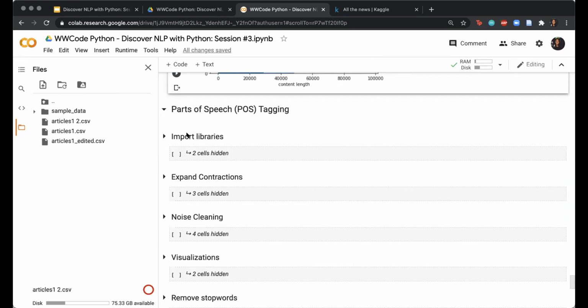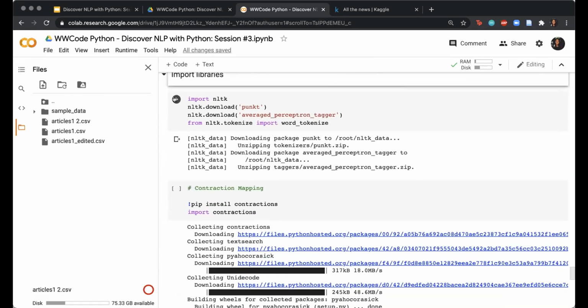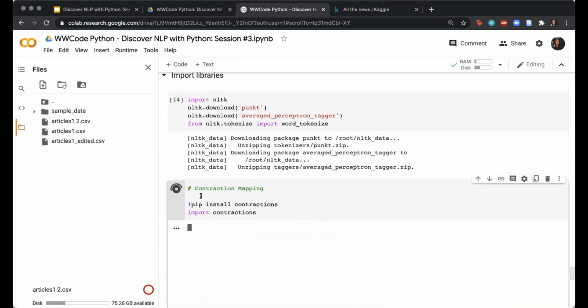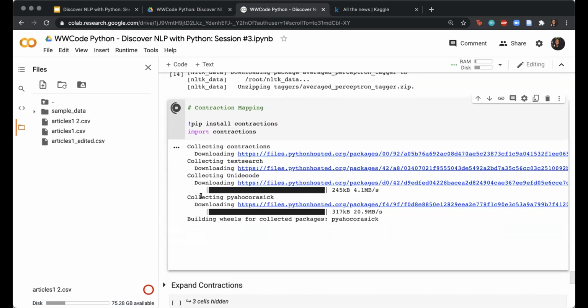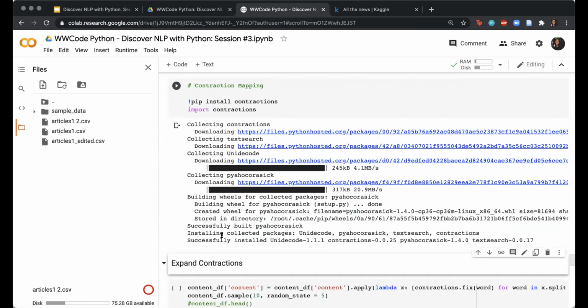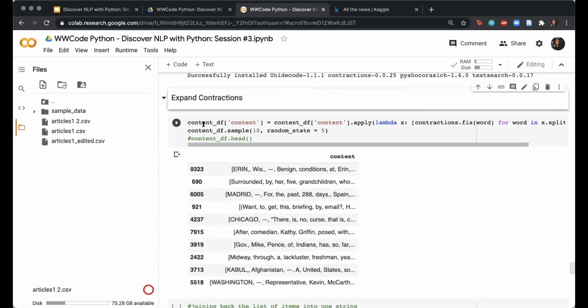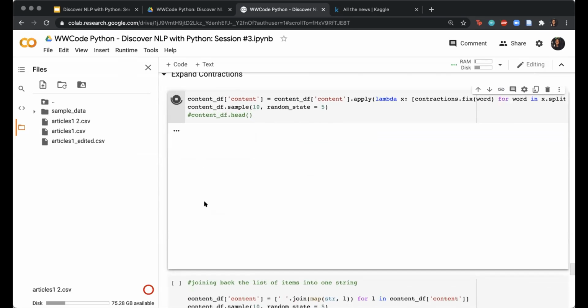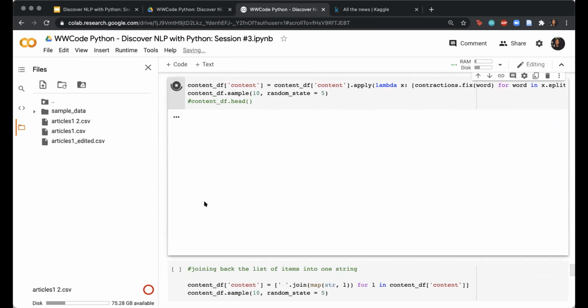Next, we are going to do the part of speech tagging. So for that, we are going to import particular libraries. So NLTK is mostly used library for processing text, and that's what we are going to use today. And downloading the corresponding packages, process that, and we are also going to install the contractions for contraction mapping. Let's expand contractions in the next cell. So it would take a while to run because the data set is really large. So it's being applied to each and every sentence in our data set.